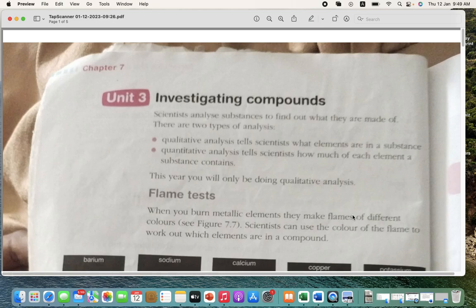So let's complete this part. This is part 2 of what we were doing yesterday: investigating compounds.